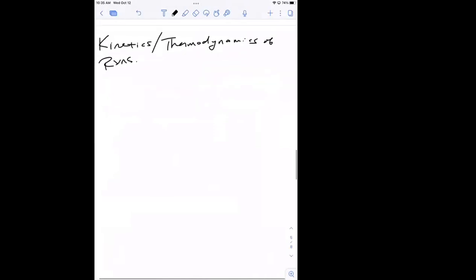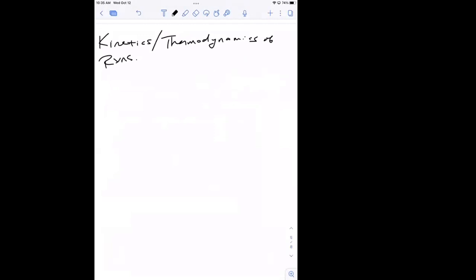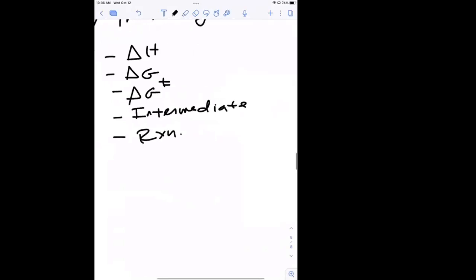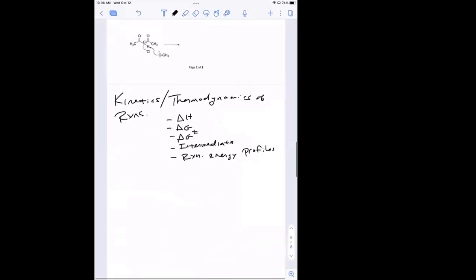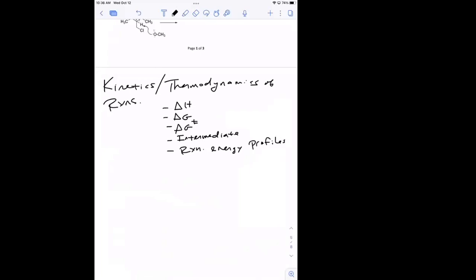So we have to pause right here and talk a little bit about the thermodynamics and kinetics of reactions. Here we're going to get all this information, delta H, delta G. We're going to learn about what a transition state is. We're going to learn about intermediates. We're going to learn about how to calculate delta H, all of that. Let me put that up here as a precursor. All these things are going to help us with that delta H calculation.